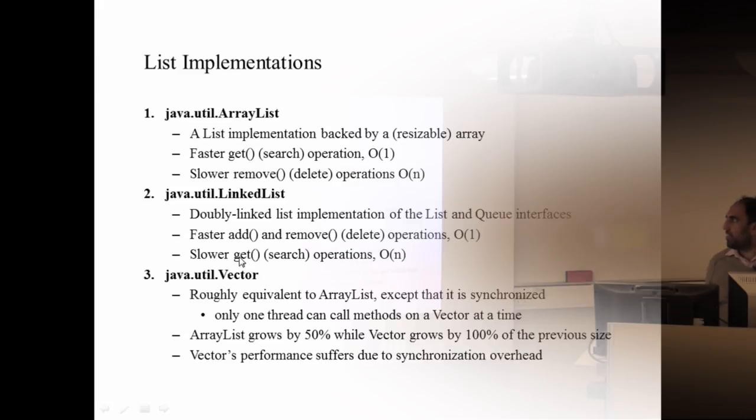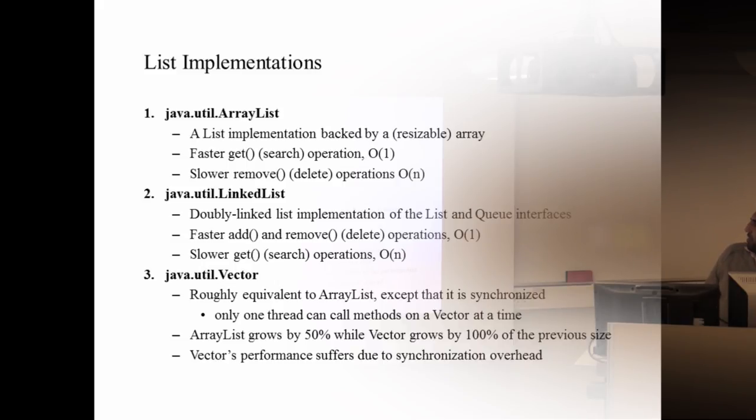And the LinkedList, instead of using an array, uses a linked list data structure. If you have learned about data structures, you will know what a linked list is, where the objects are connected through some pointer using a next. And it can grow. It uses a doubly linked list, which means it has pointers in both the forward and backward directions.